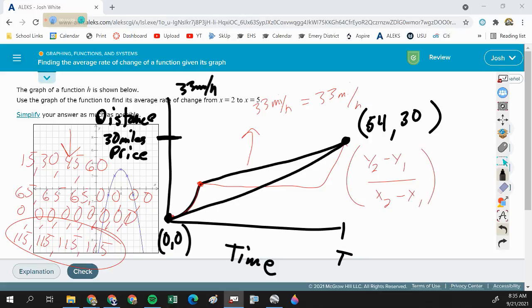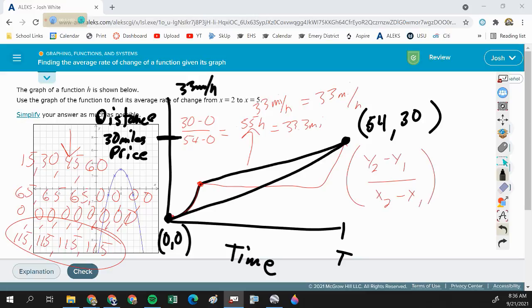So if I do 30 minus 0 over 54 minus 0, I get, oh, I did it backwards. I get 0.5 hours. No, I did it right. 0.55 hours, times that by 60. Oh, I did it. Look at that. 33.3 minutes. What a good guess.